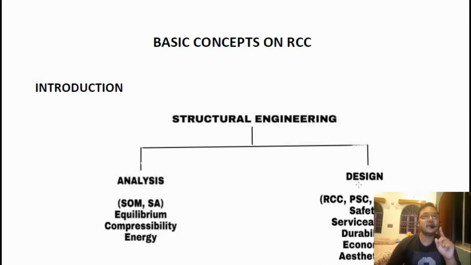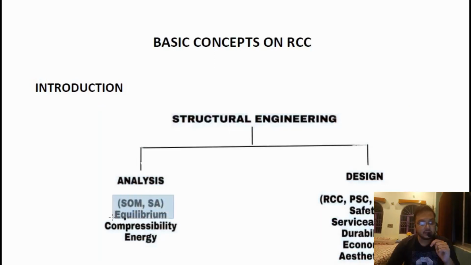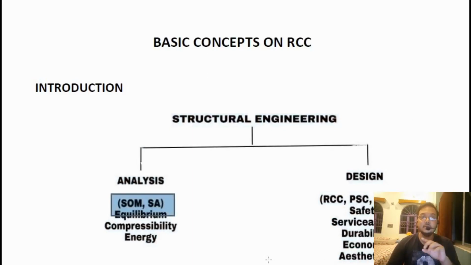The analysis part is that part wherein we deal with the theoretical part and the mechanisms related to it, and the design part on the other hand is the practical application of what we study in the analysis part. As you can see, analysis has two subjects, namely strength of material and structural analysis. These subjects give us the basic idea about the various mechanisms that are possible in a structure.